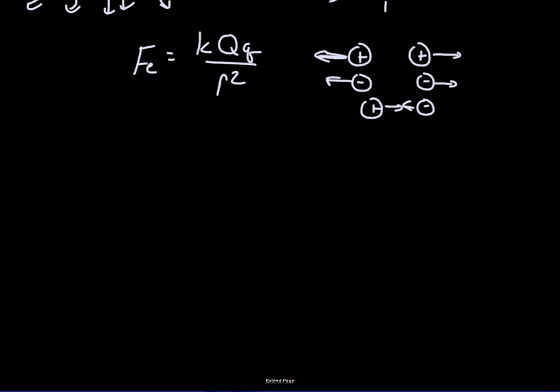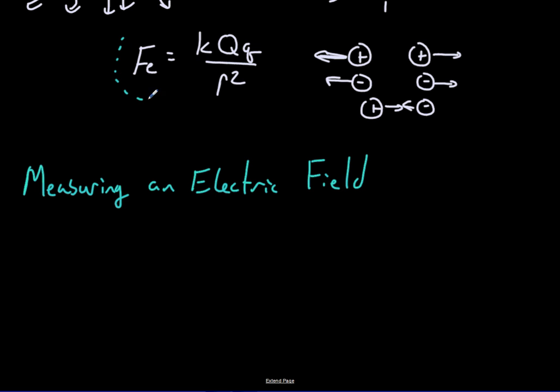Okay, so for the second part here, let's talk about the electric field itself. Okay, so measuring the electric field. So when we were doing Coulomb's law, we compared it to Newton's law of universal gravitation, right? And we find that the formula is essentially identical.